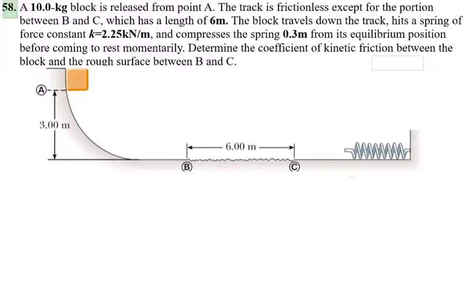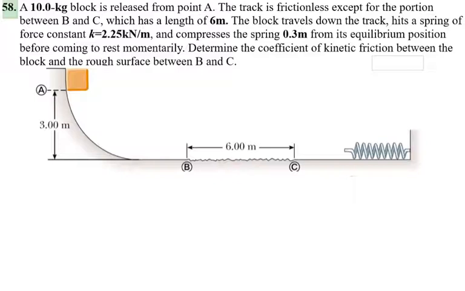Here's another question that we're going to solve in this video. A 10 kilogram block is released from point A. The track is frictionless except for the portion between point B and C, which has a length of 6 meters. The block travels down the track, hits the spring of force constant k, which is equal to 2,250 newtons per meter, and compresses the spring 0.3 meters from its equilibrium position before coming to rest momentarily. Determine the coefficient of friction between the block and the rough surface between B and C.